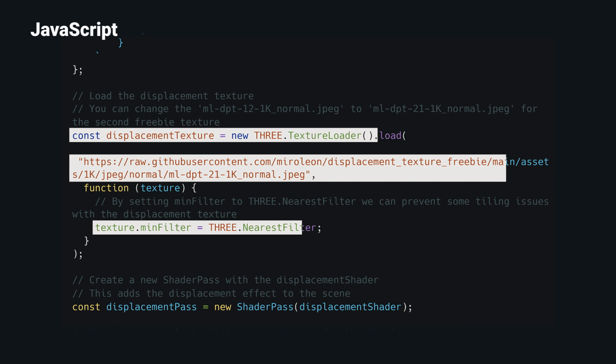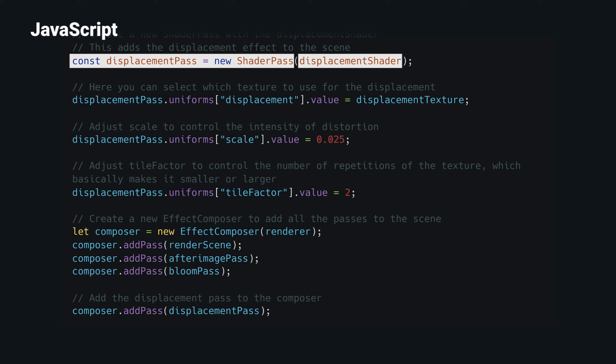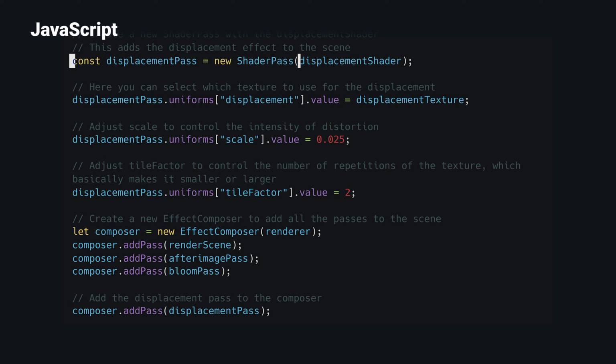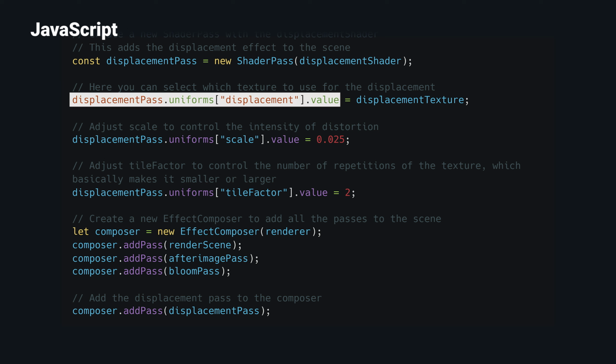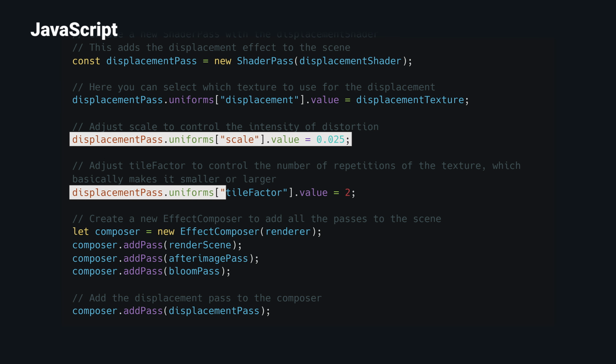Now that we have the displacement logic and the texture, we can create a displacement pass. This is a new ShaderPass, which allows us to use the vertex and fragment shaders inside of the post-processing later. Thus it takes the argument DisplacementShader, in which we spelled out the GLSL shaders. This also allows us to change the shader's uniforms. Here we can now set the uniform displacement to the displacement texture that we loaded just a moment ago. Besides setting the displacement texture, we can also override the scale and tile factor here.